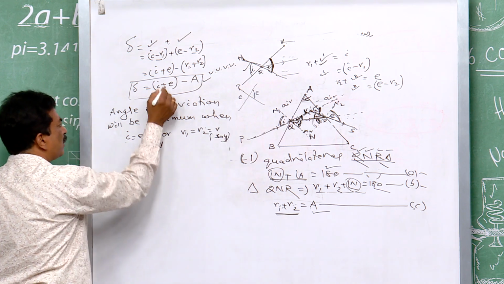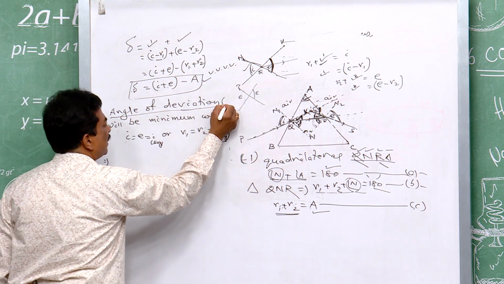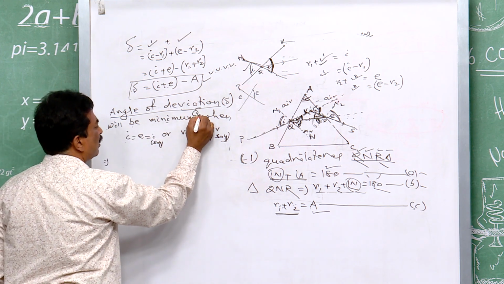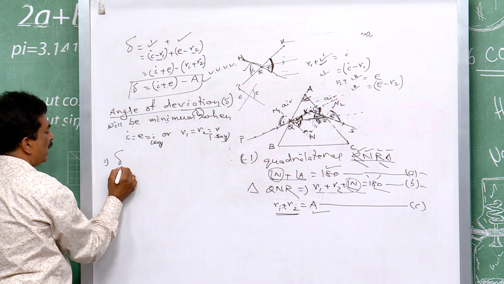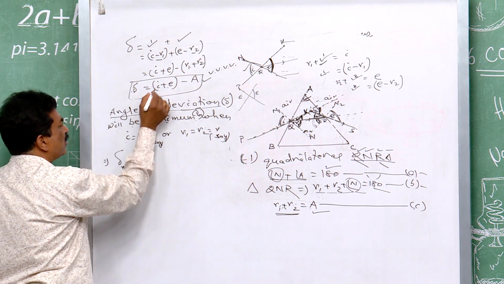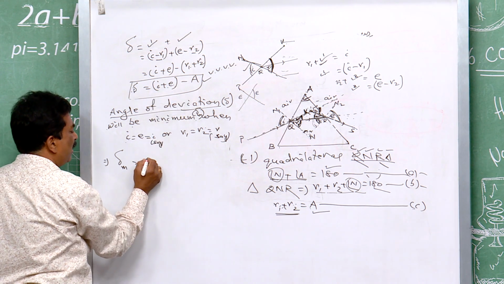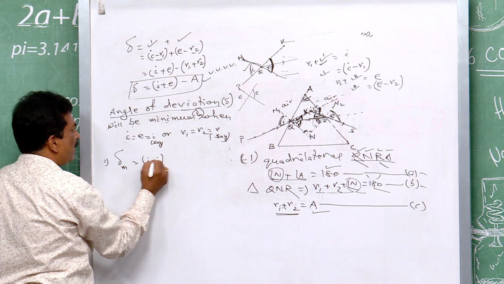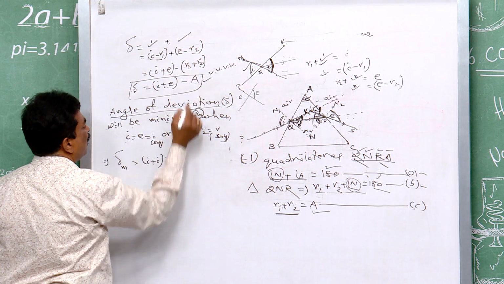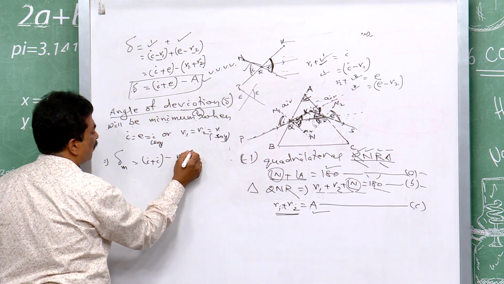So if we put the values here, this angle of deviation, delta, will be the minimum, that is delta M. So delta will be delta M when I is equal to E. If we take it as I, then I plus I minus A is equal to R1 plus R2, but R1 and R2 are the same here, so that is equal to R plus R.